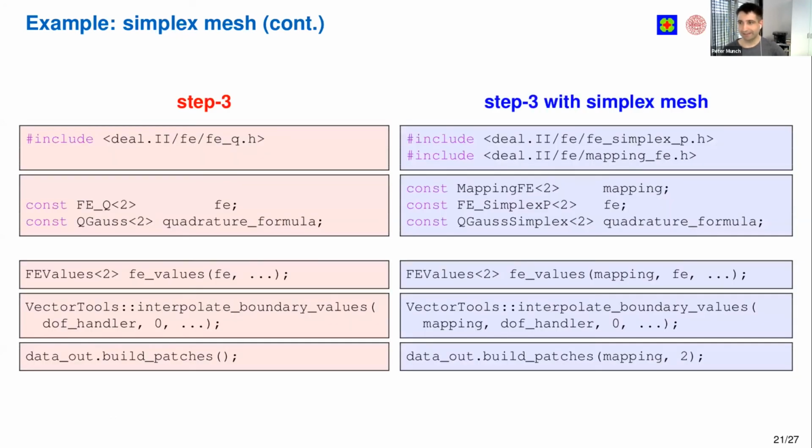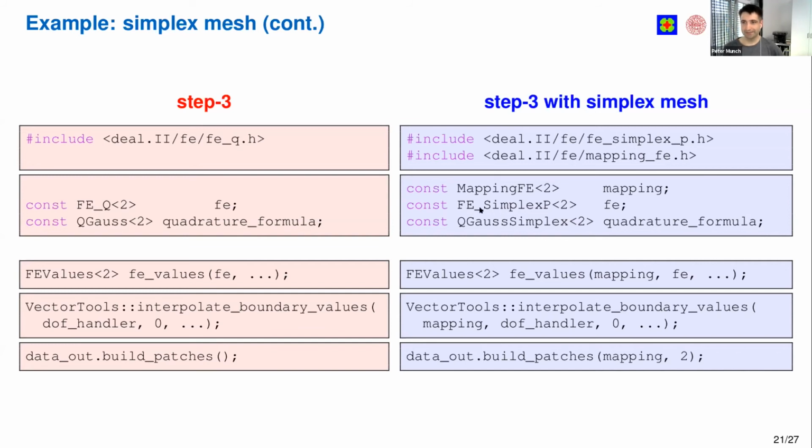Now let's get to the promised diffs. On the left, you see the old code, which works on meshes of quads. And on the right, you see the code which works on triangles. And what you have to do is, first of all, switch the finite element and the quadrature rule.